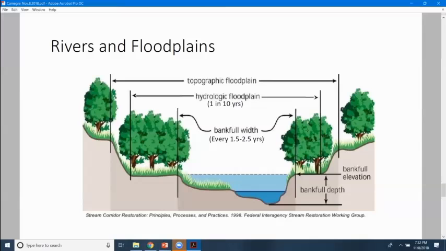But then there's, as Sally said, the floodplain area. This shows two ranges of floodplain. One we call a hydrologic floodplain. We don't expect it to flood every year or two, but maybe one in 10 years, right? And then above that, an even wider floodplain, where really large floods would have scoured that out.